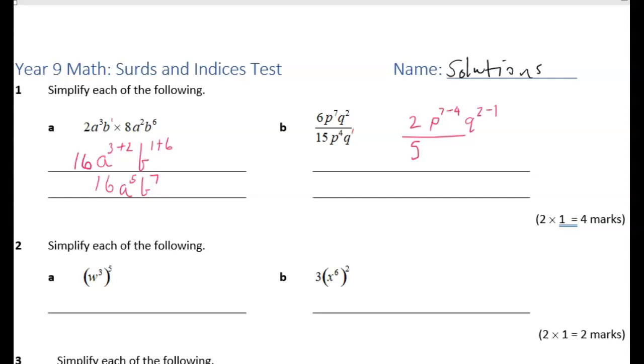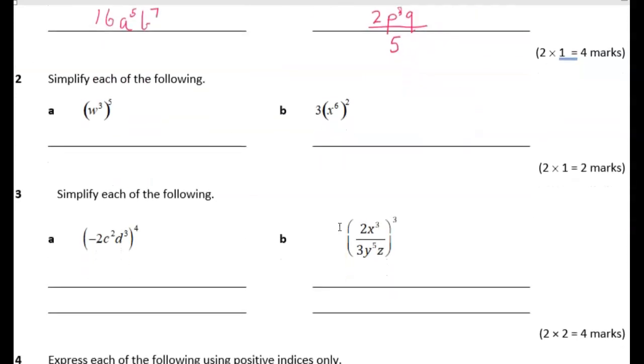So our final answer, again, just draw your line. On the numerator, we're going to have 2p to the power of 3. That's a 3. Might just draw it a little bit better. And then q to the power of 1. So we don't write the 1. And then 5 on the bottom.